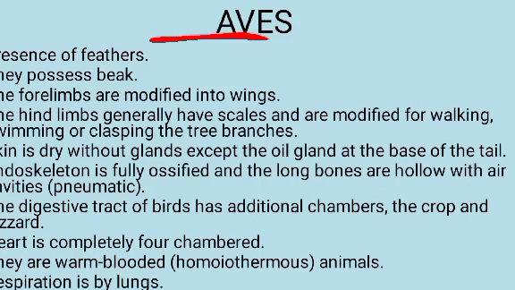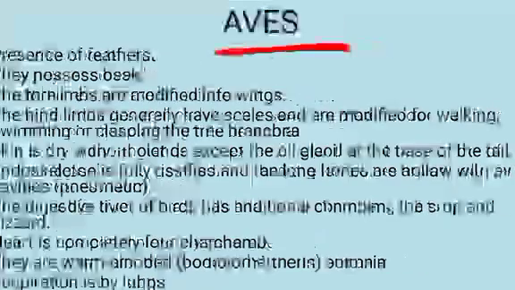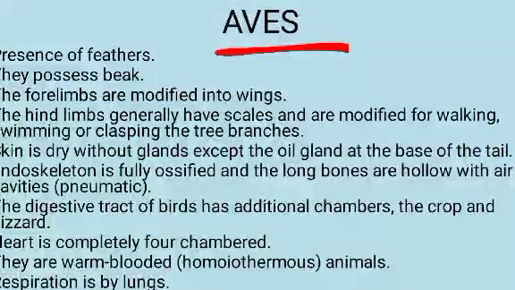And they can fly. Most of the birds can fly, except flightless birds like ostrich or kiwi, which cannot fly. All others can fly. Now they have a beak. They possess a beak. You know the beak is a modified part of the mouth.